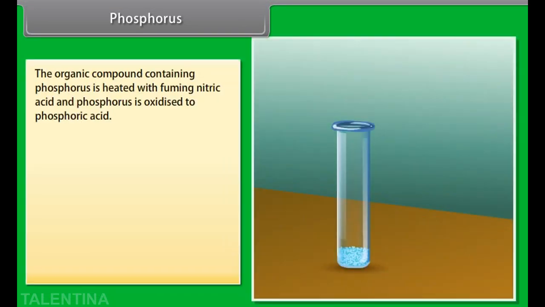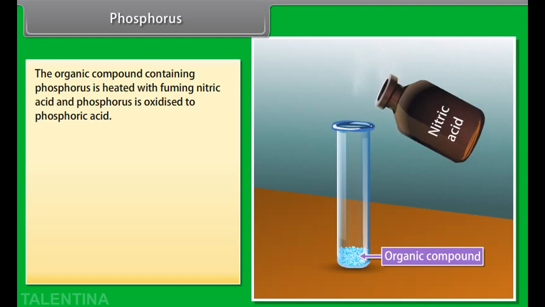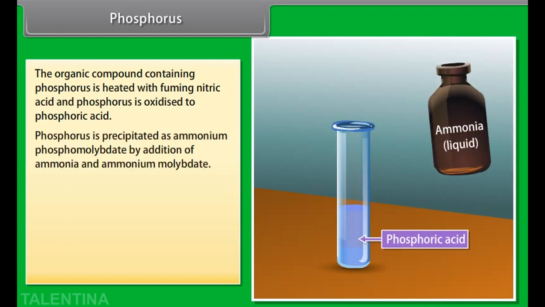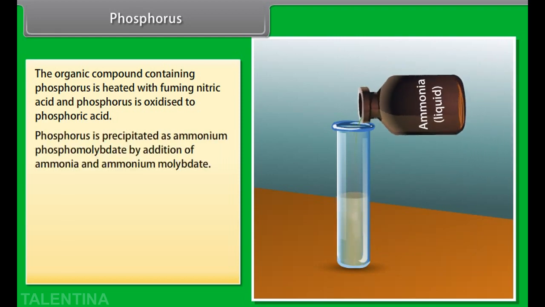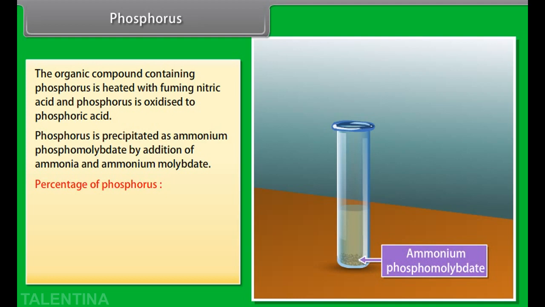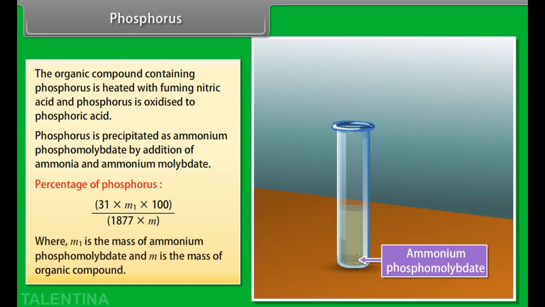Phosphorus. The organic compound containing phosphorus is heated with fuming nitric acid and phosphorus is oxidized to phosphoric acid. Phosphorus is precipitated as ammonium phosphomolybdate by addition of ammonia and ammonium molybdate. Percentage of phosphorus: 31 into M1 into 100 divided by 1877 into M, where M1 is the mass of ammonium phosphomolybdate and M is the mass of organic compound.